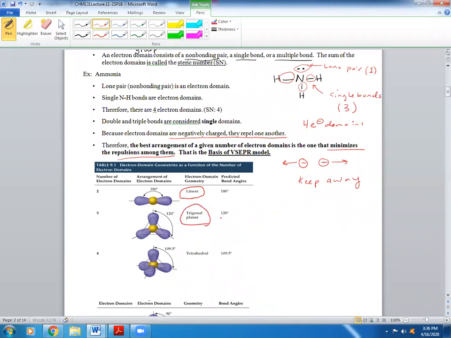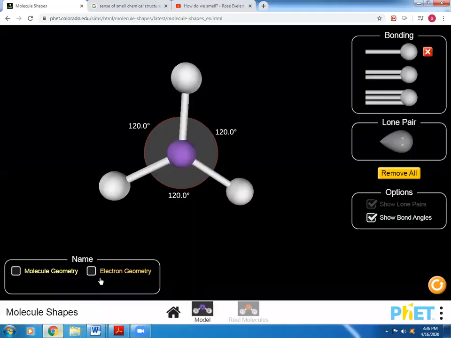And that's what we mean by this one. The third one, here's the angle. Here's the predicted angle, and here's what we call the electron domain geometry. It's called trigonal planar. So here it is, trigonal planar. You can also talk about trigonal molecular geometry. We're going to get to them soon.